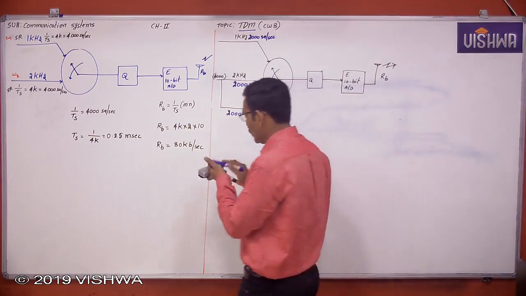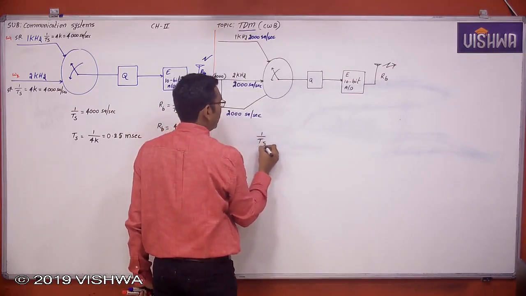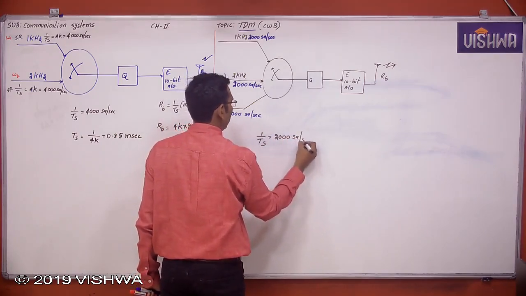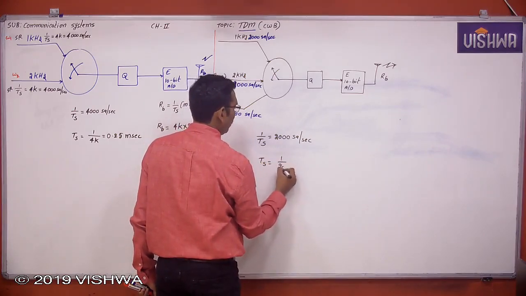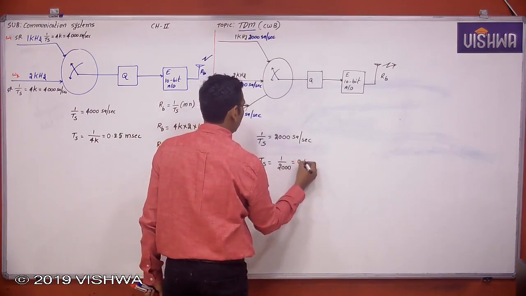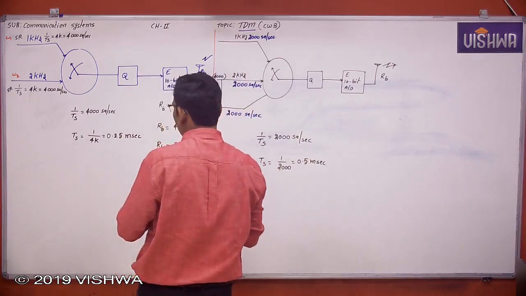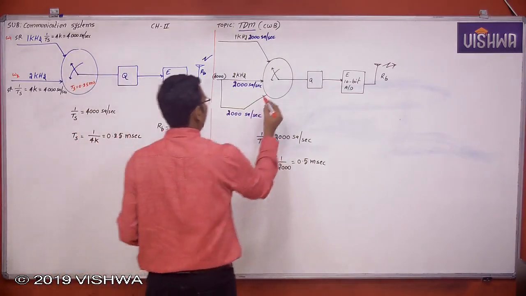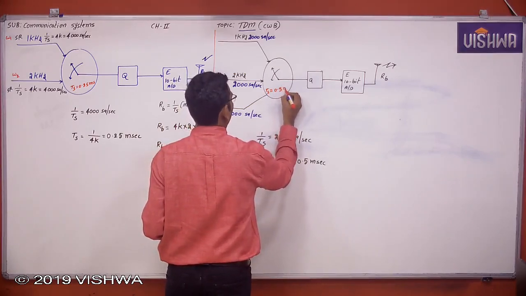Now in such a situation, what is the speed of the commutator? 1 by Ts is equal to 2000 samples per second. Therefore, the speed of the commutator Ts is equal to 1 by 2000, which is equal to 0.5 millisecond. Now this is the speed of the commutator, here Ts is equal to 0.5 milliseconds.